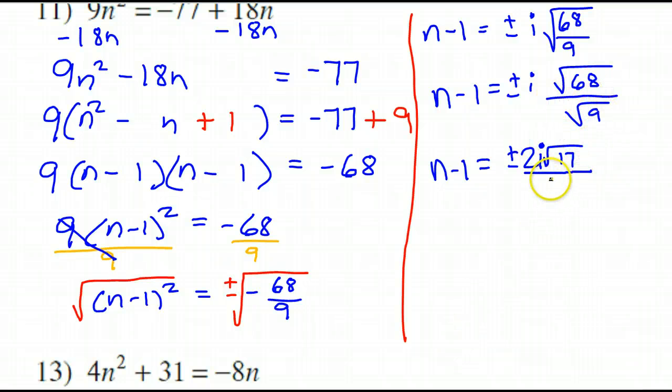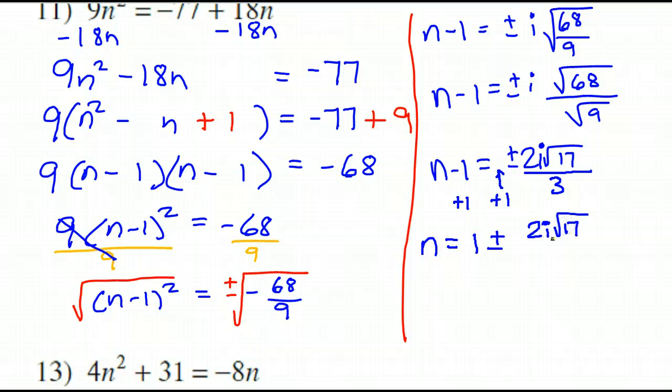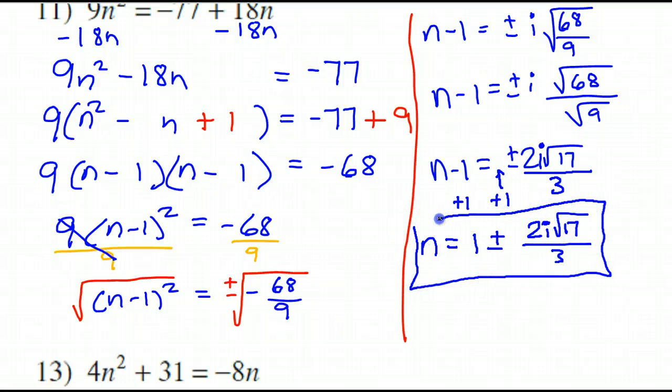The square root of 9 is 3. So this is what we have so far. Plus or minus 2i radical 17 over 3. Of course we still need to add 1 to both sides, and we're still going to put that 1 in the front. So that's going to give me n equals 1 plus or minus 2i radical 17 over 3. That is an ugly answer, but sometimes they are. That's how you do number 11.